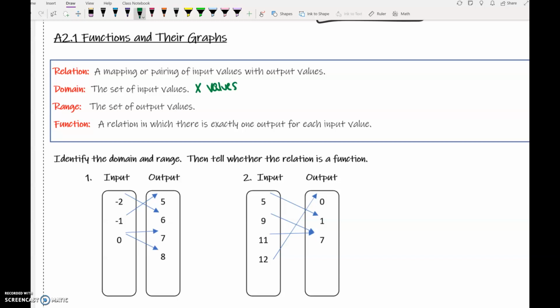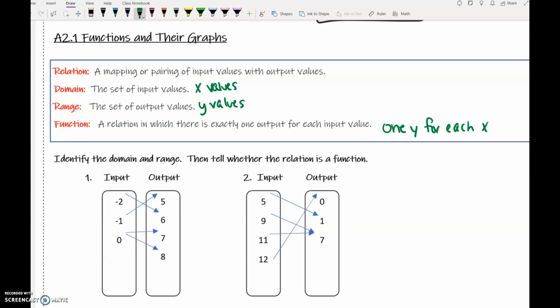The range is the outputs. You're familiar with those as the y values. A function is a specific type of relation where there's only one output for each input. There's only one y for each x.